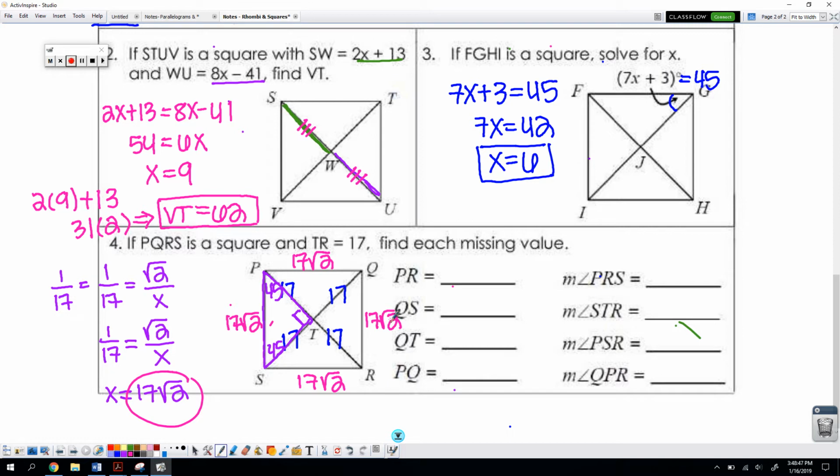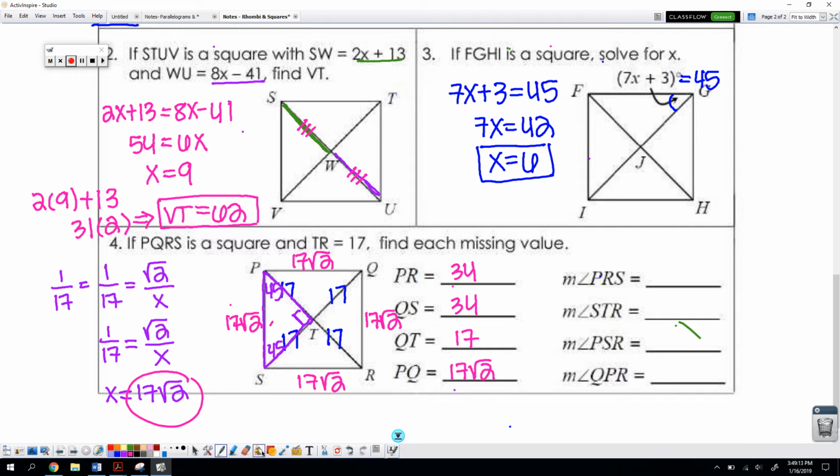Now we'll go through and fill everything out. So PR is going to be 2 of our 17s, that's 34. QS is also going to be the same size, so 34. QT, we went through and we found, so QT is an easy one, that one is 17. We already have it labeled. PQ is one of the sides, that side is 17 square root 2.